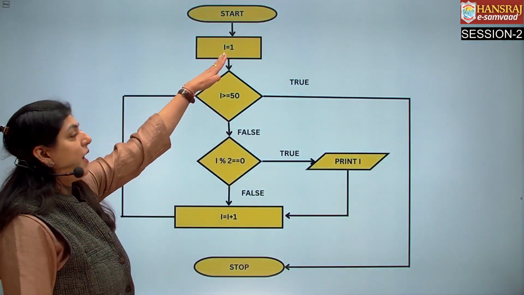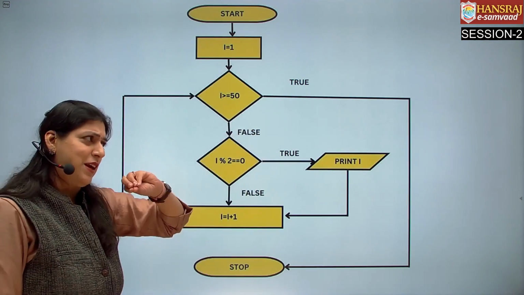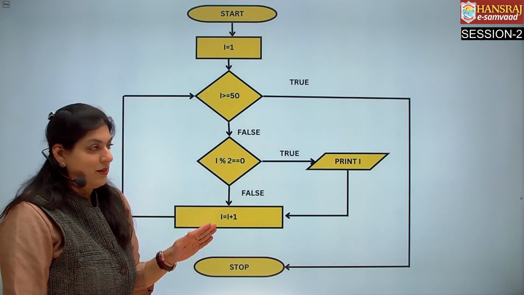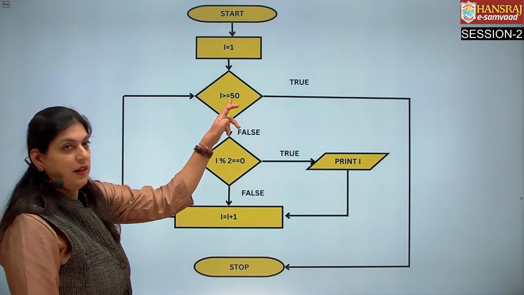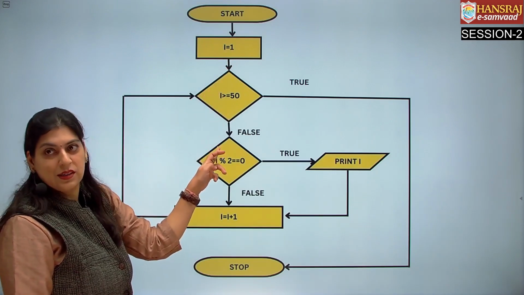Start. Counter I have taken here as I. Any value you can take. We have seen we have taken the value as a counter variable, num or I, right? So if I is greater than equal to 50, I is 1. So it is going to be false, right?